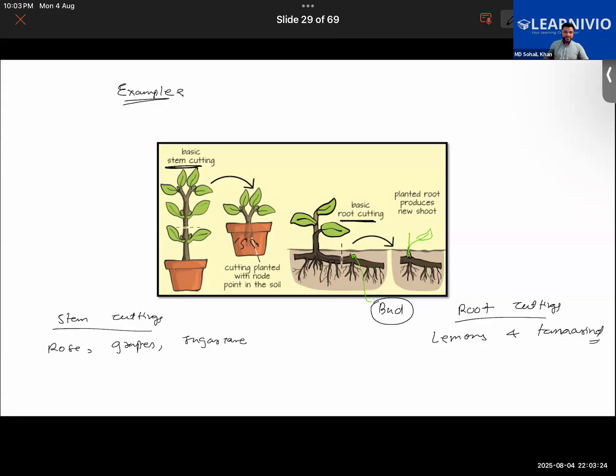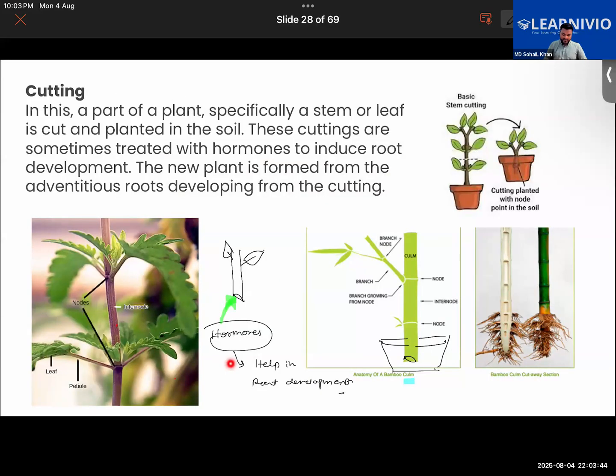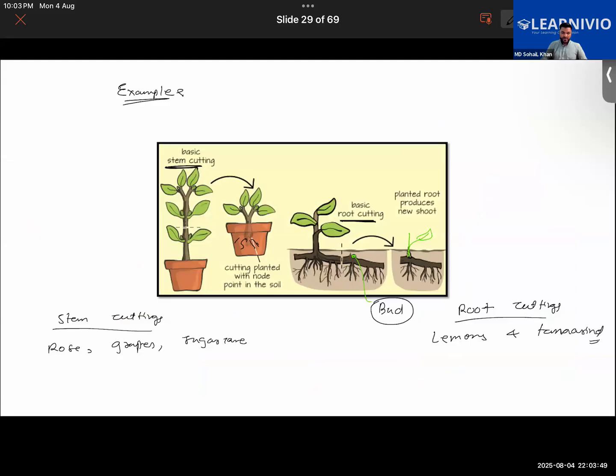So this was about the artificial vegetative propagation by the method of cutting, where a portion of a stem or root that is called a cutting is used to grow a new plant. Now that cutting must be put into the soil. Sometimes we can use the growth hormones that will help in the root development. So then it will grow into a new independent plant, right? Any questions? Good.